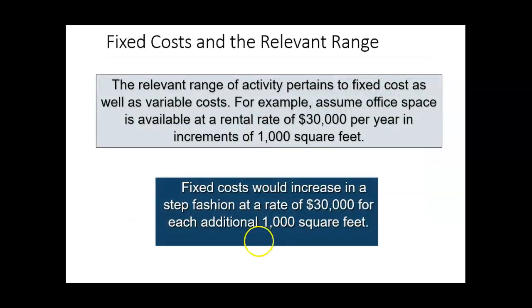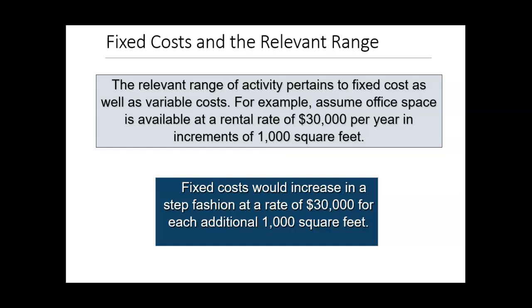Okay. So let's say that with fixed costs again, we have what's called a relevant range. And for our example, we're saying that assuming we rent our office space and the rate is $30,000 per year in increments of 1,000 square feet.